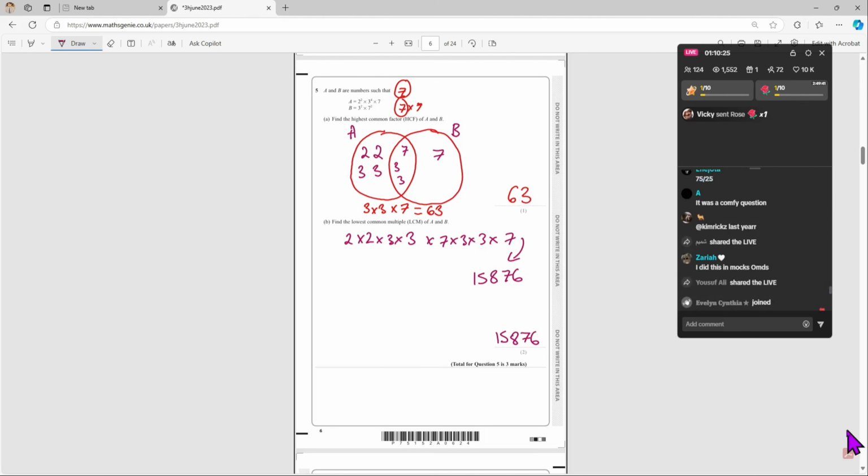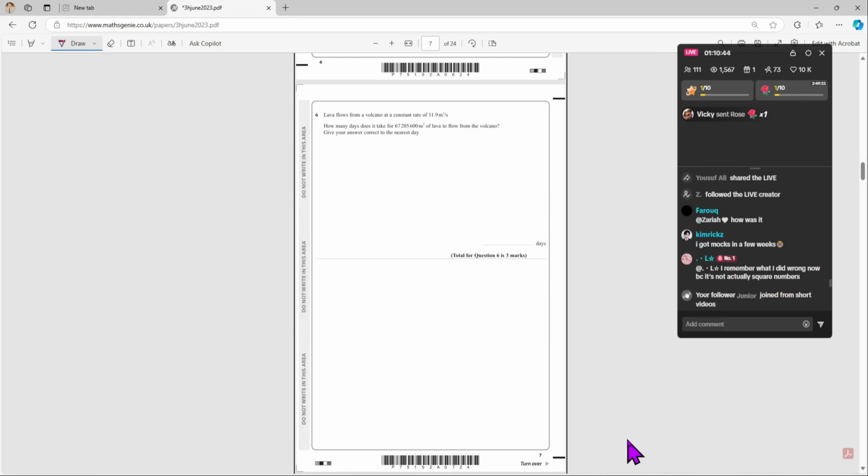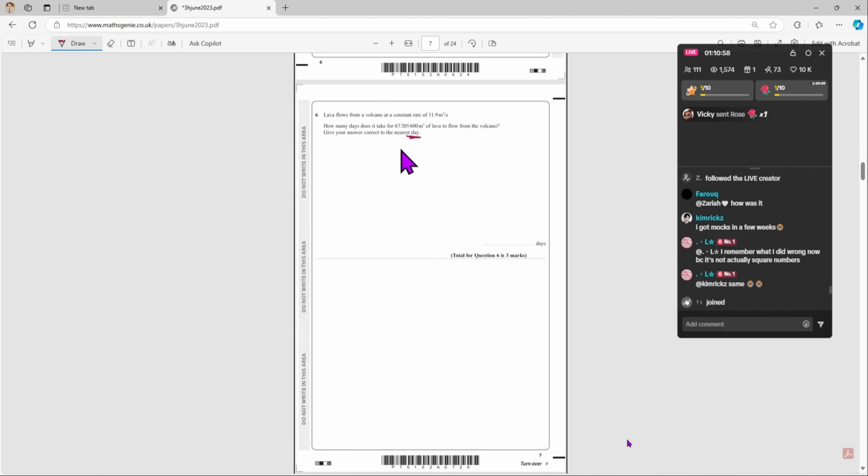So let's do our next question, question number 6. Lava flows from a volcano at a constant rate of 11.9 meter cubes per second. How many days does it take for 67,255,600 meter cube of lava to flow from the volcano? Give your answer correct to the nearest day. Remember, nearest day. Just to let you know.